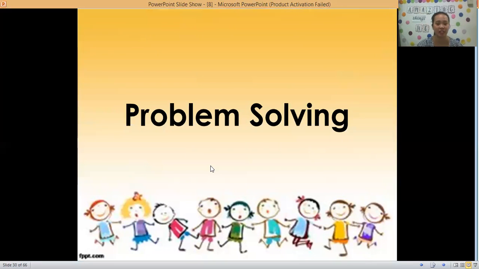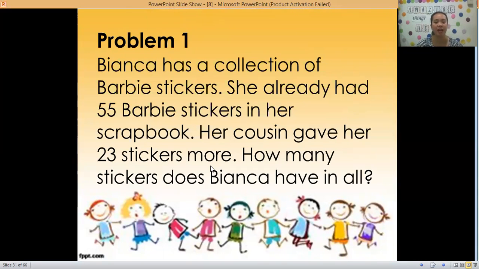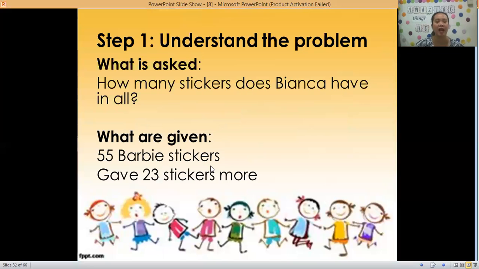Now, let's go to our problem solving. It involves addition, okay? Bianca has a collection of Barbie stickers. She already had 55 stickers in her scrapbook. Her cousin gave her 23 more stickers. How many stickers does Bianca have in all?